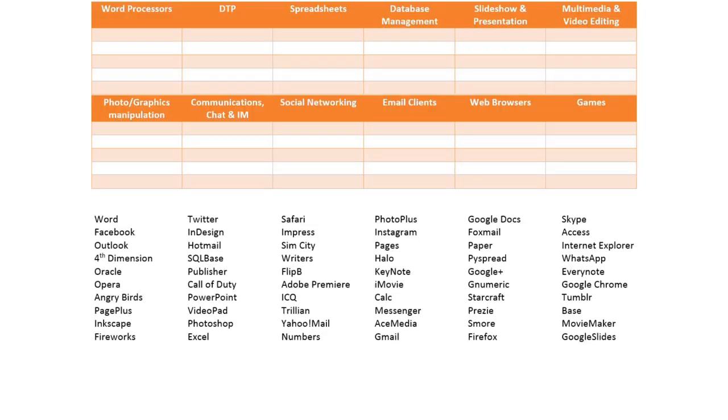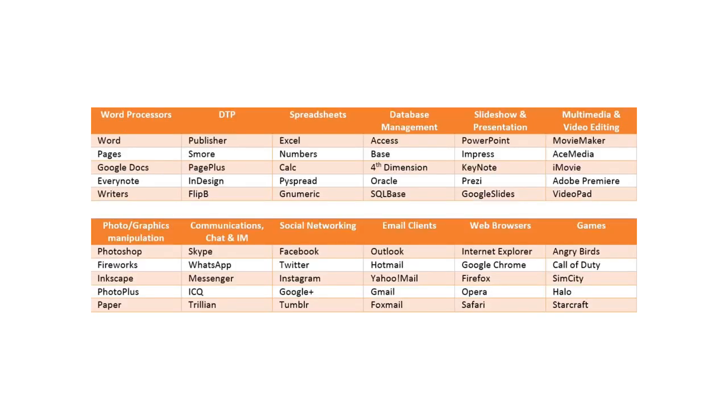Pause the video and have a go at arranging the following list of applications into their categories. See how many you can get right. If you've never heard of an application before, look it up on the internet and see if you can work out what category it would fall into. And here's the answers.